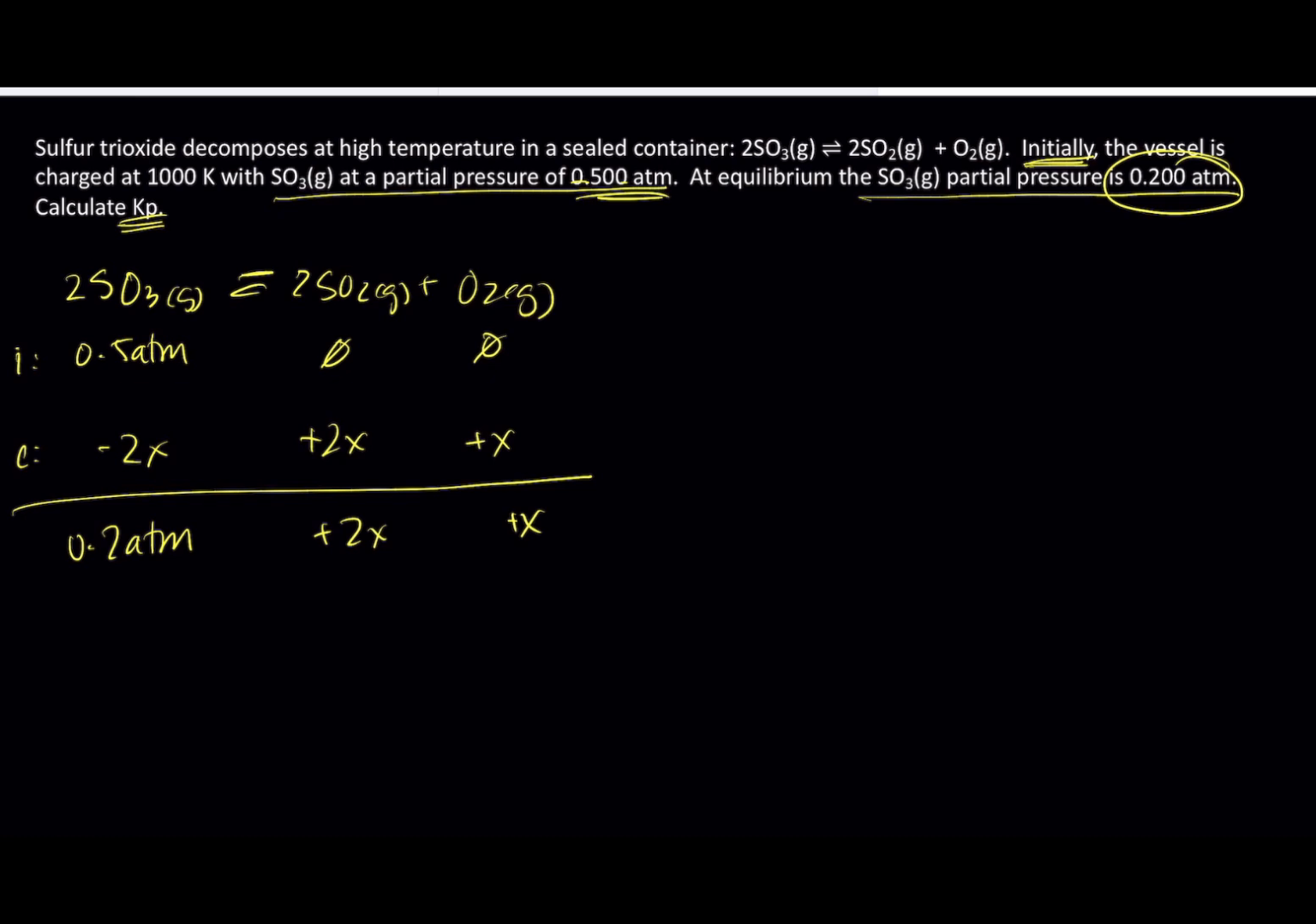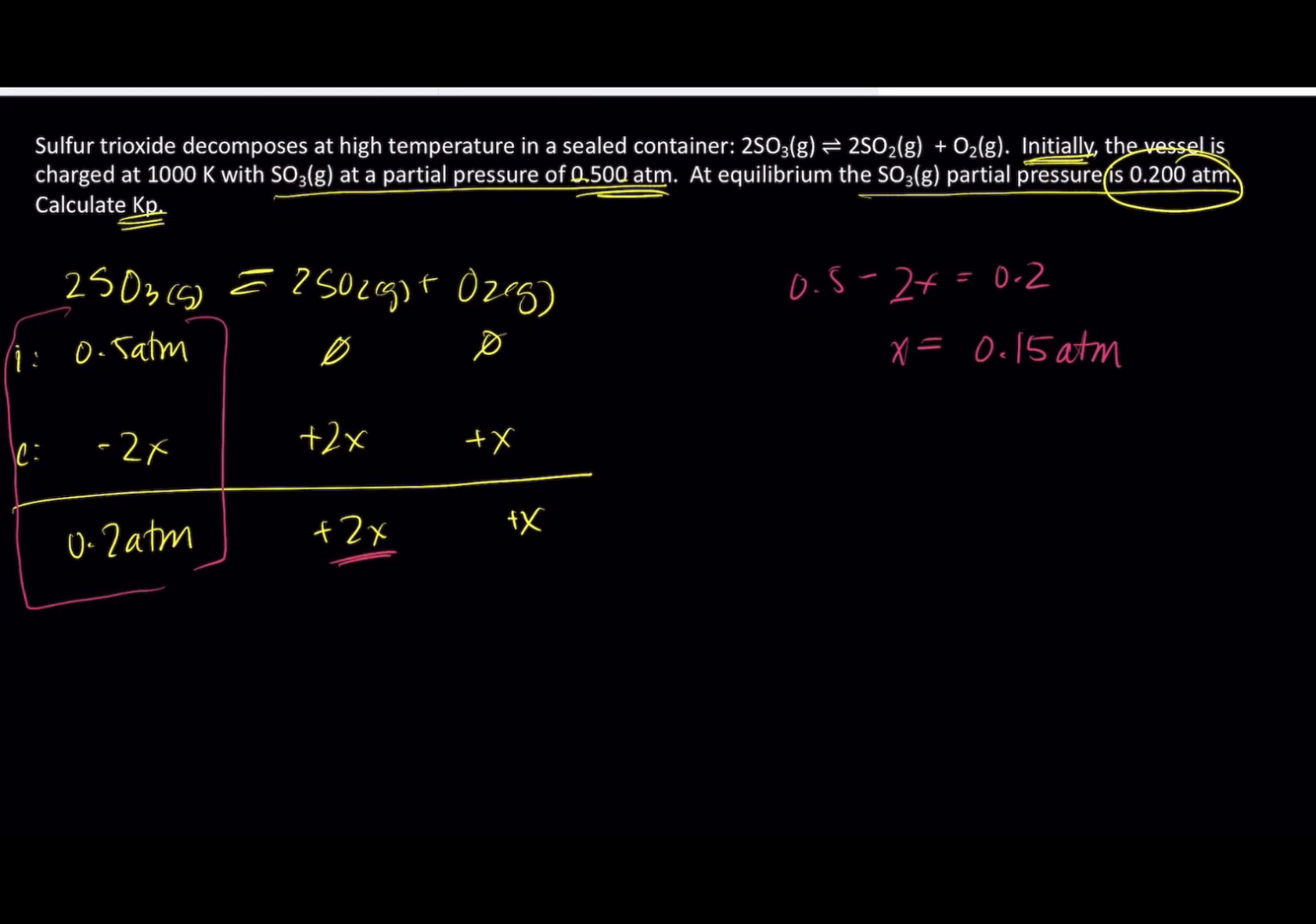Which means that we can solve for x. This gives us the ability to solve for x. So I know that 0.5 minus 2x is equal to 0.2, and so we can solve for x. And x equals 0.15 atmospheres. Then I can plug that into all of my other values. So this is actually going to be 0.3 atmospheres, and this is 0.15 atmospheres.